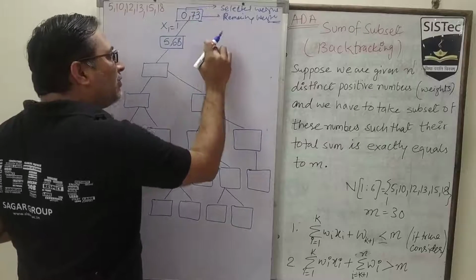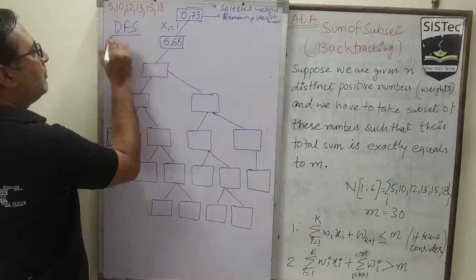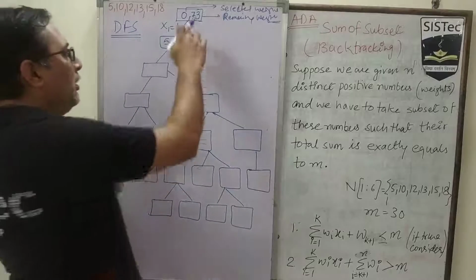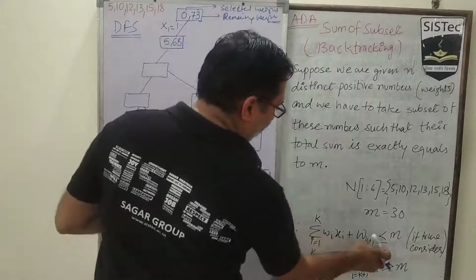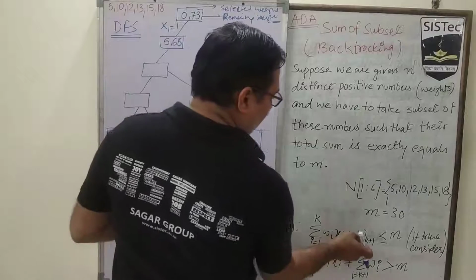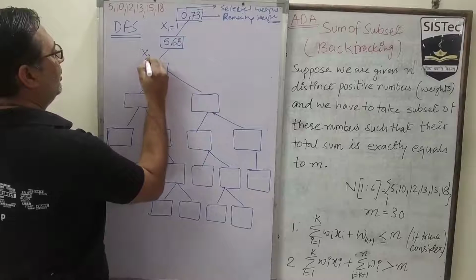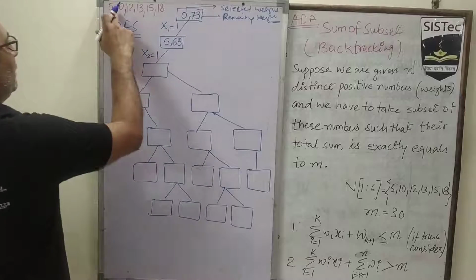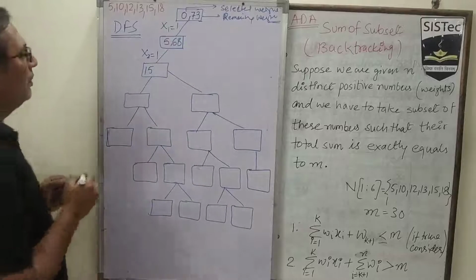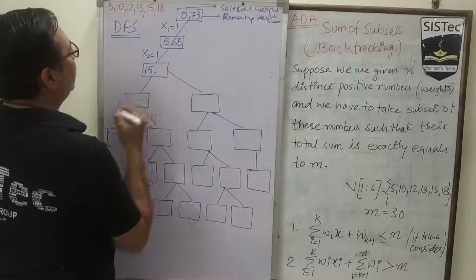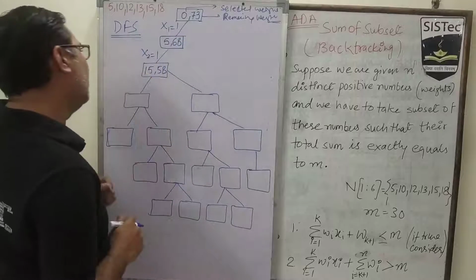Why are we not exploring the other branch? As our backtracking explores the solution space in DFS manner, that's why we are not exploring this one. Now, after considering one, apply the first bounding function: the selected sum should be less than or equal to m. It is less than or equal to m. Then we can select the second one also. x2 is equal to 1, so x2 is 10. Now the selected will be 15 and the remaining will be 58, 68 minus 10.